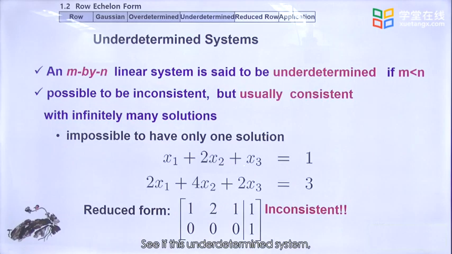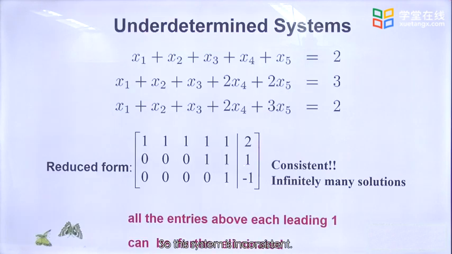See, in this underdetermined system, we have 2 equations and 3 unknowns. We find its reduced form as here, its row echelon form. So this system is inconsistent.